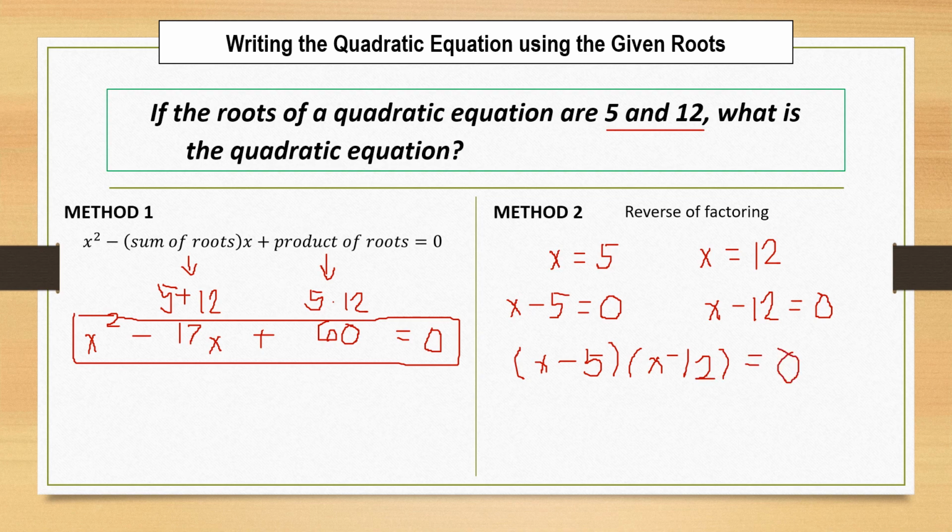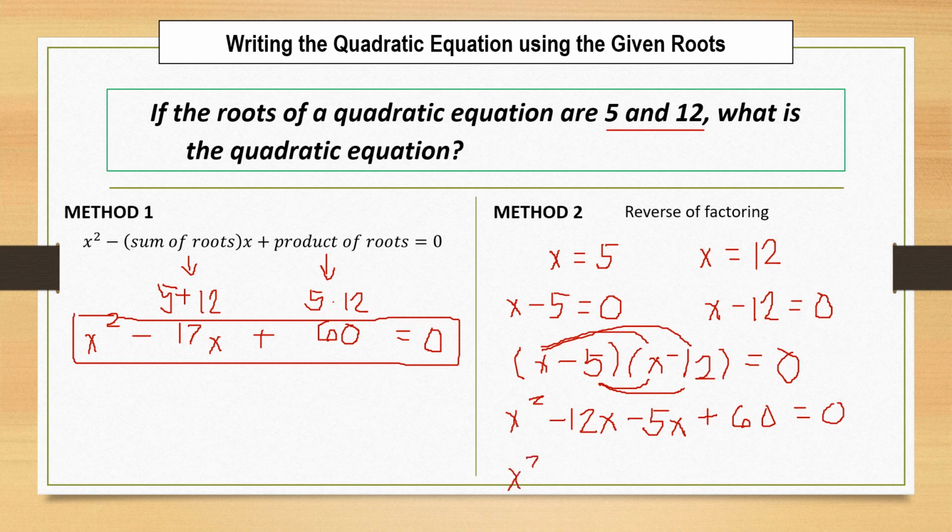Using FOIL method, we multiply the two binomials. So x times x, x squared. X times negative 12, negative 12x. Negative 5 times x, negative 5x. Negative 5 times negative 12, positive 60, is equal to 0. Combining like terms, we have x squared minus 17x plus 60 is equal to 0.